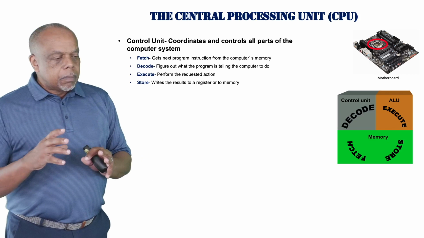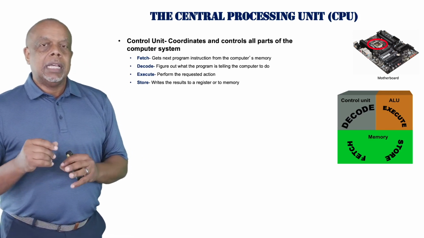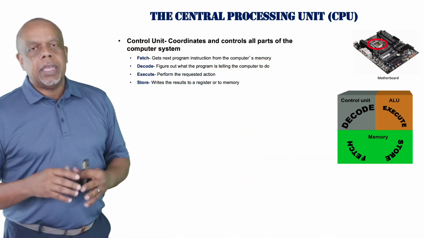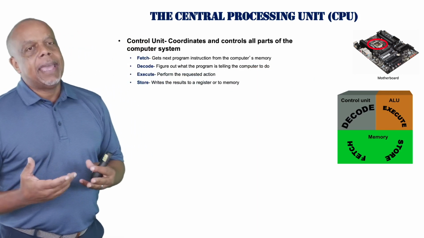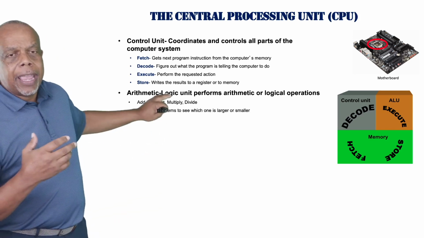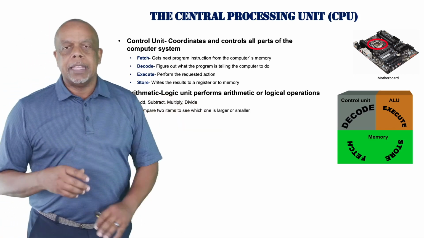Now, we think computers are really smart. Really, they're not, because this thing can only do one thing at a time. It's really a very high powered adding machine. It just does arithmetic logic functions: add, subtract, multiply, and divide.